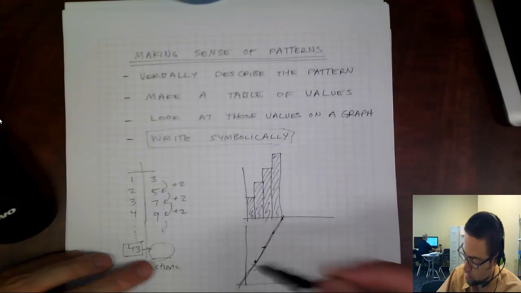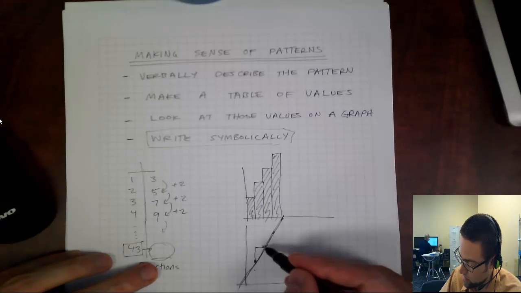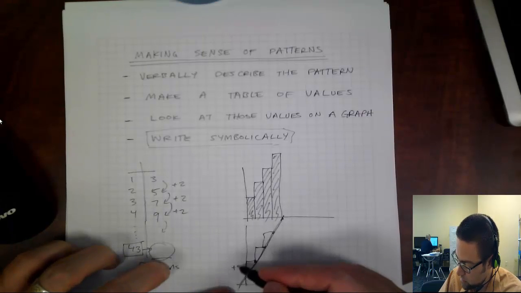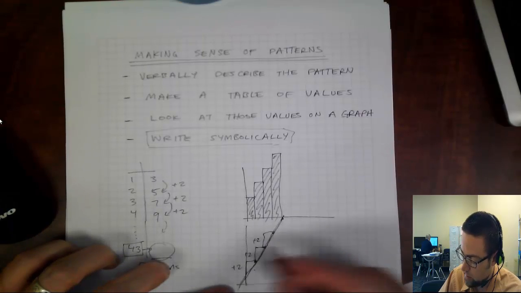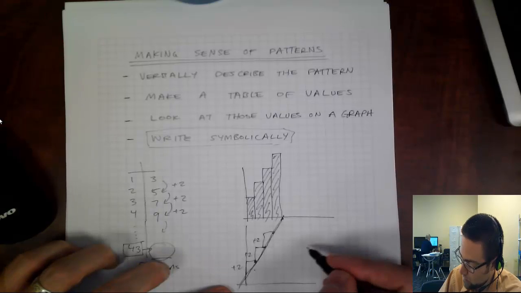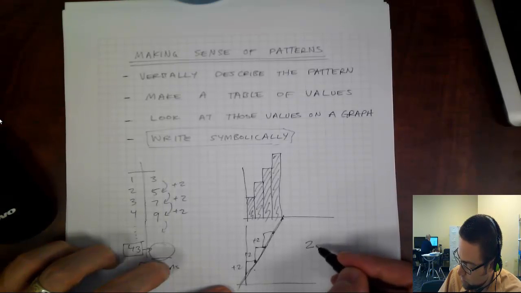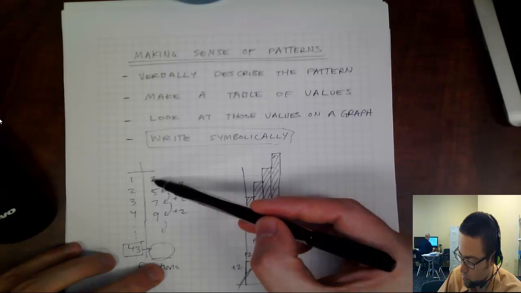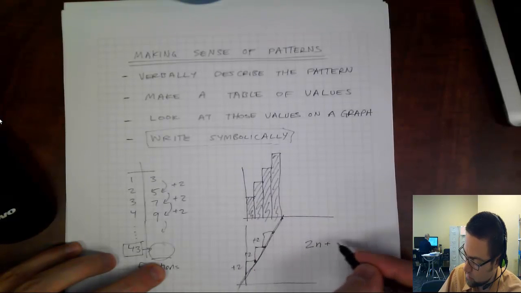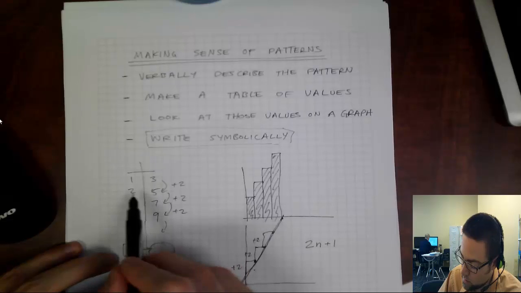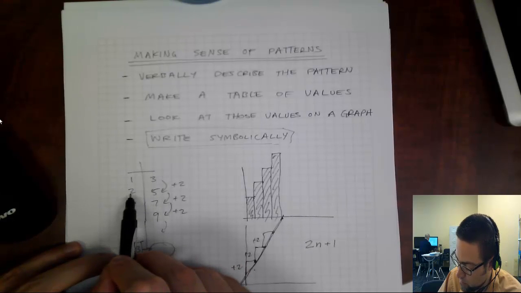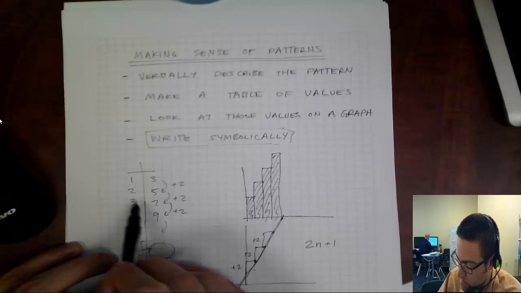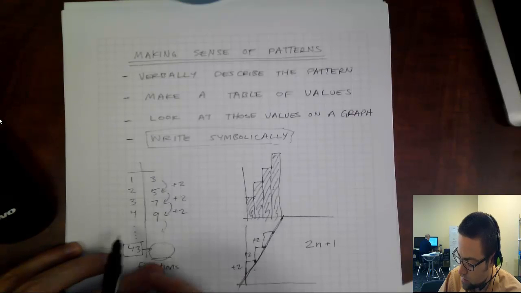But actually, looks like every time I'm adding 2. So repeatedly adding the same number, plus 2, plus 2, plus 2. Repeatedly adding is multiplication, isn't it? So I say 2 times some number, and then that doesn't quite work though, because 2 times 1 would be 2, and then there's 1 more. So I think it's 2 times a number plus 1. So what happens here? 2 times that number would be 4, plus 1 is 5. 2 times that number would be 6, plus 1 would be 7.